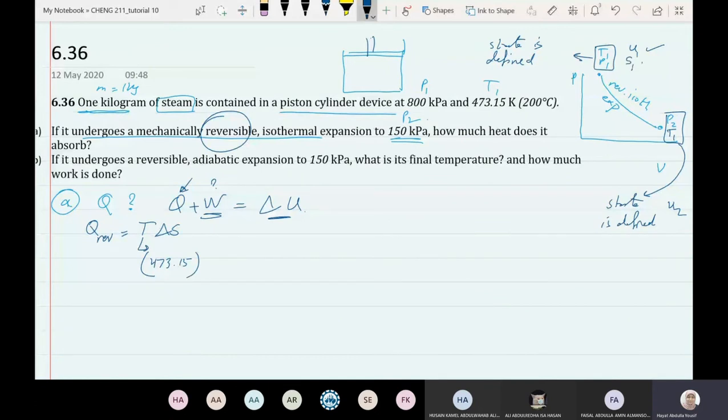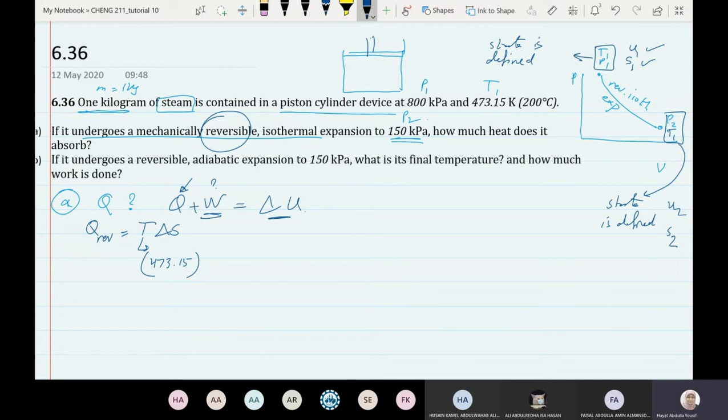So S1 I can get it easily. S2 I can also get it easily because I have two properties. So the idea here is just how to get Q reversible, and to get Q reversible, it is simply T delta S. So once you find both S1 and S2, you will have no problem.